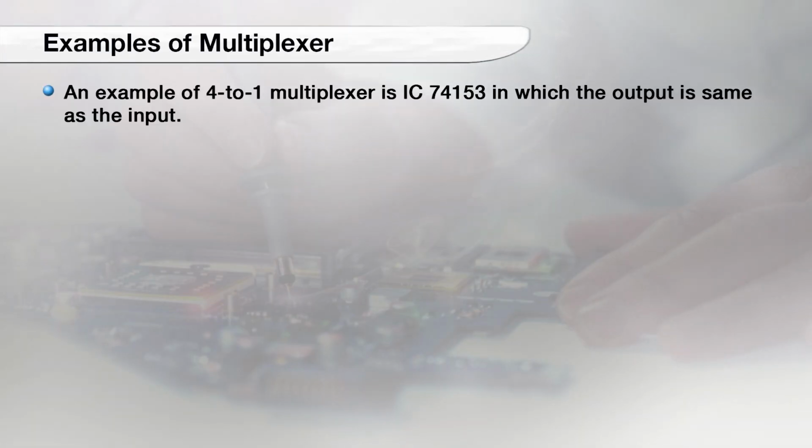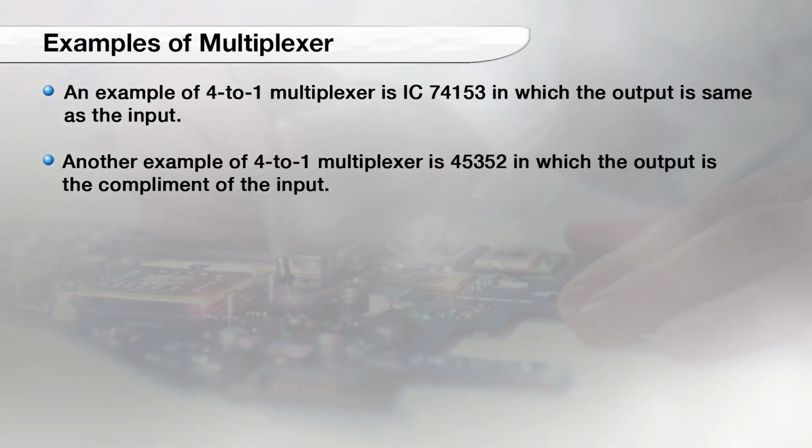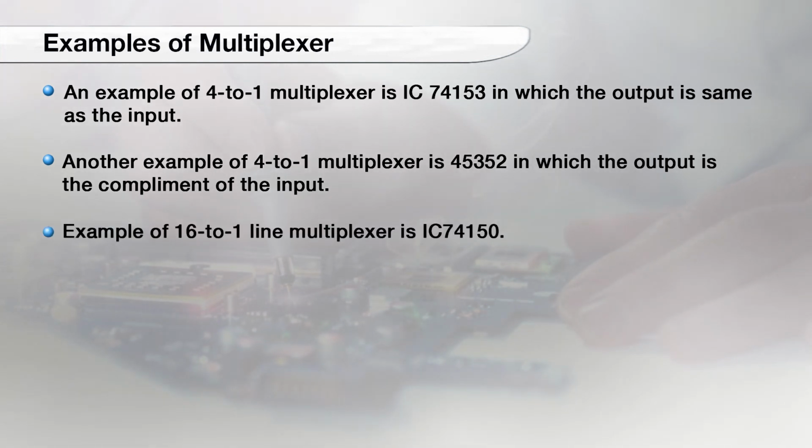An example of a 4 to 1 multiplexer is IC 74153, in which the output is the same as the input. Another example of a 4 to 1 multiplexer is 45352, in which the output is the complement of the input. The example for a 16 to 1 line multiplexer is IC 74150.